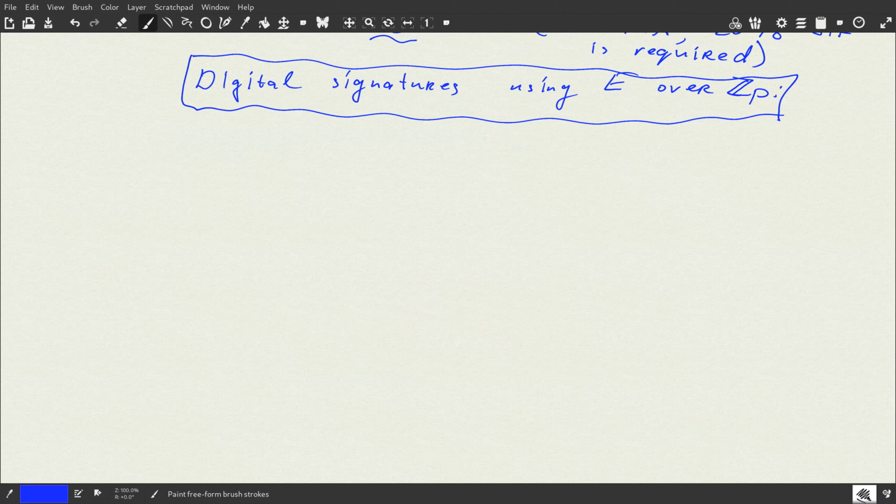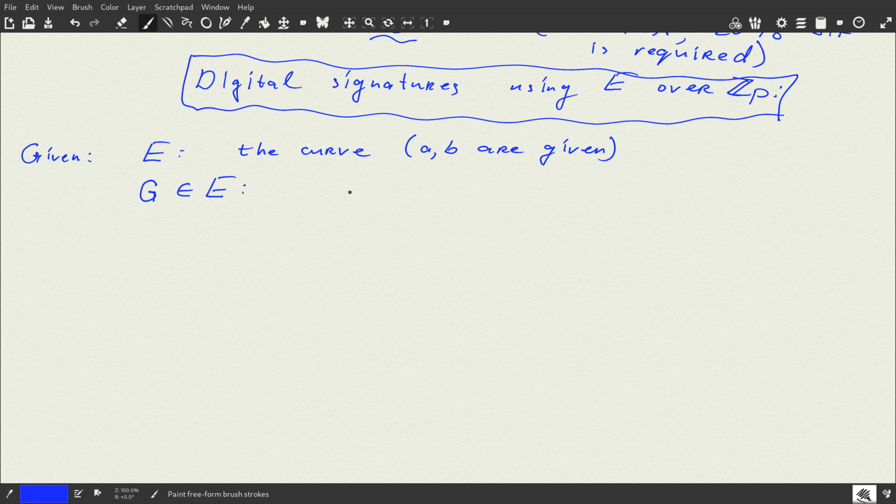So first of all, what do we need to do in this case? Given E, the curve, which actually means, what does it mean the curve is given? Can you tell me, please? Parameters of A and B. Yes, A and B. A and B are given. You're absolutely right. Now, the other thing we need to have. We have some point G, which belongs to E, a point on the curve.